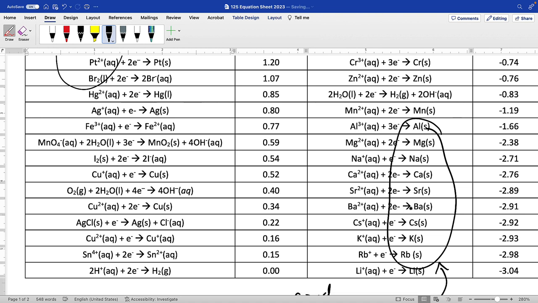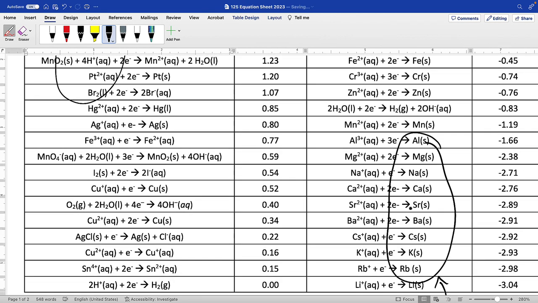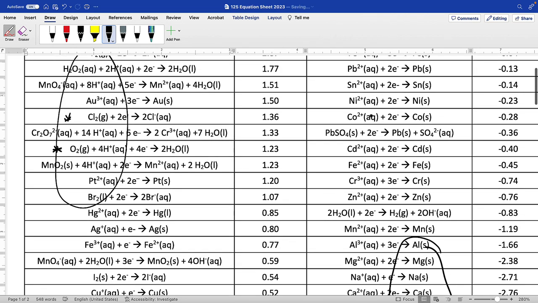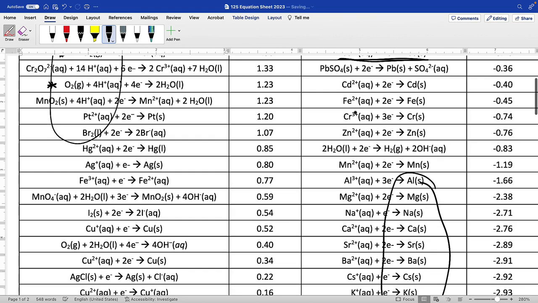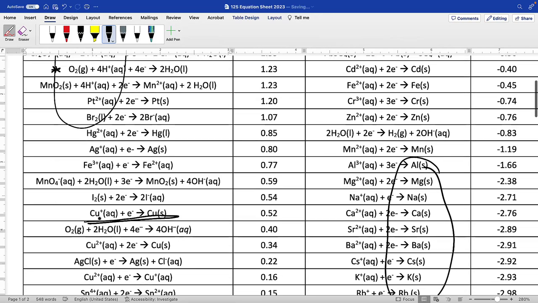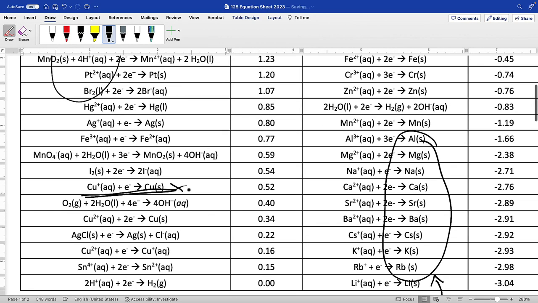So if it gets oxidized, it's a good reducing agent. Okay, so let's go back to our question. Our question was cobalt and copper ions. So if we look at this, cobalt is up here and copper is over here. Now we can see that if we want to oxidize something, not this one, it was copper two. That was what was in the question.